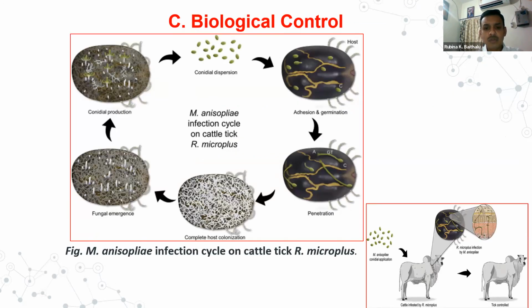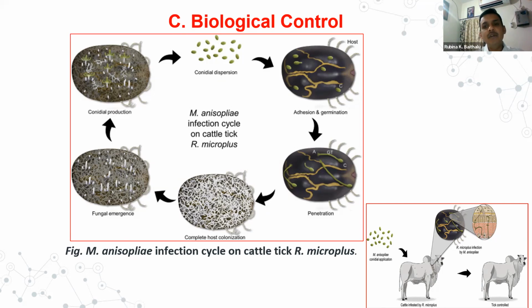Another biological control is using various fungi like Metarhizium anisopliae and Beauveria bassiana. These fungi are already available in agriculture also. You can go and ask for the fungal spores. These come either in liquid form or in powder form. The dose is very simple. You can take 5 gram of powder or 5 ml of liquid solution, add it in 1 liter of water, and sprinkle it in the premises.